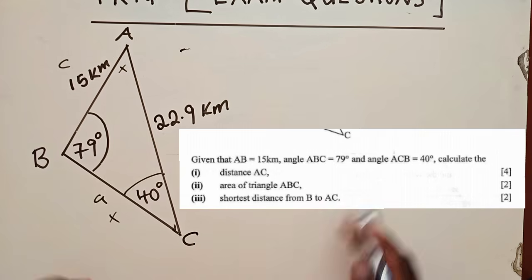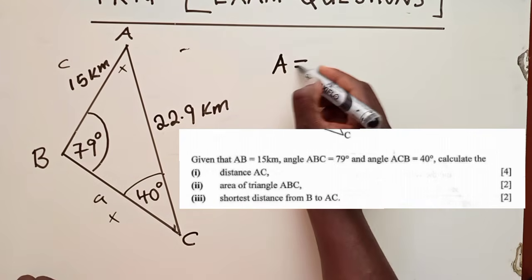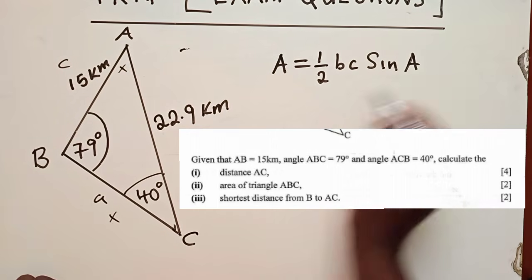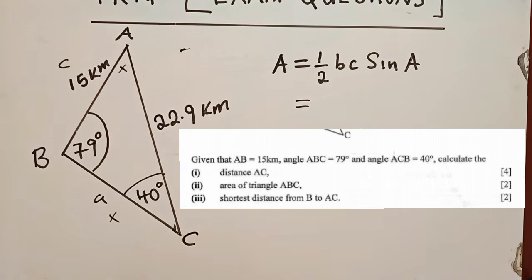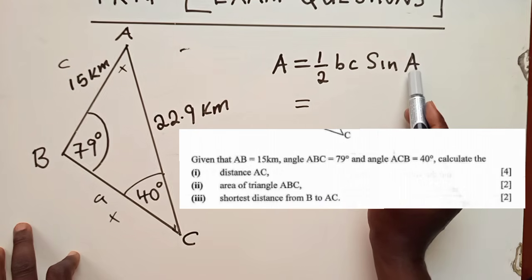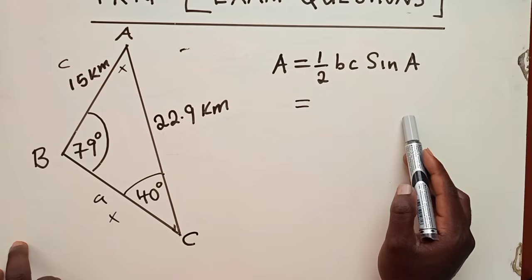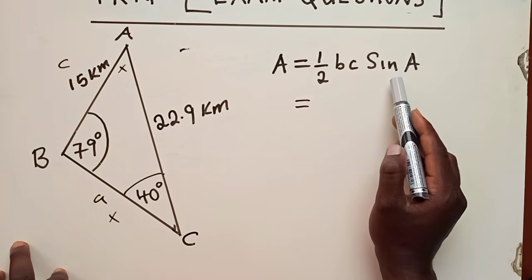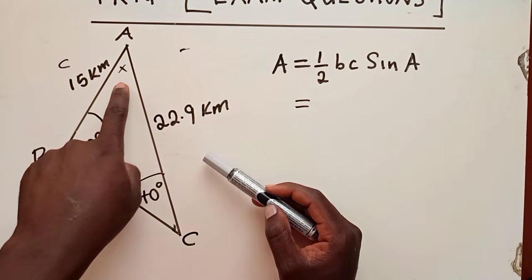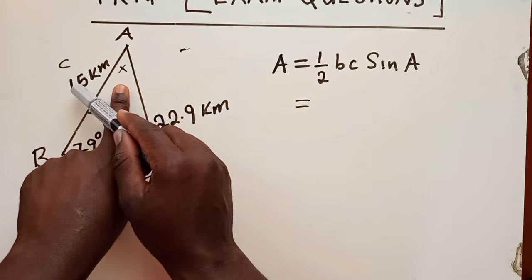Now to find the area, remember when finding the area, you must use the formula right here. This is the formula we use for finding area. The angle here must be included. If you don't know what included means, you can watch my previous video on how to use sine and cosine rule, where I talked about the included angle. The angle right here is included because we have this side and this side.